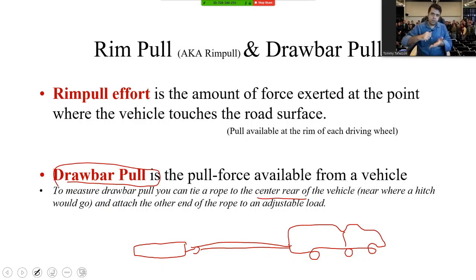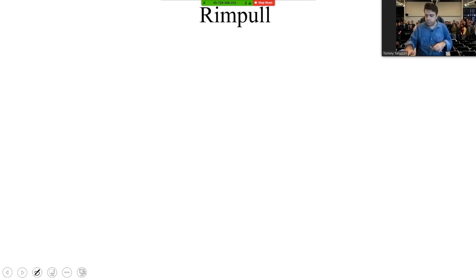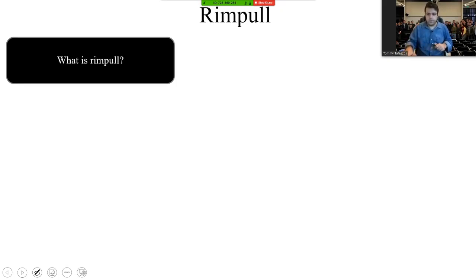Rim pull is the force the tires will apply to the surface so they can move the vehicle, the equipment. And drawbar pull is the pull force of an equipment, meaning what load an equipment can pull is the drawbar pull of that equipment. Okay, now let's get into more details about each of them. So rim pull. What is rim pull again?